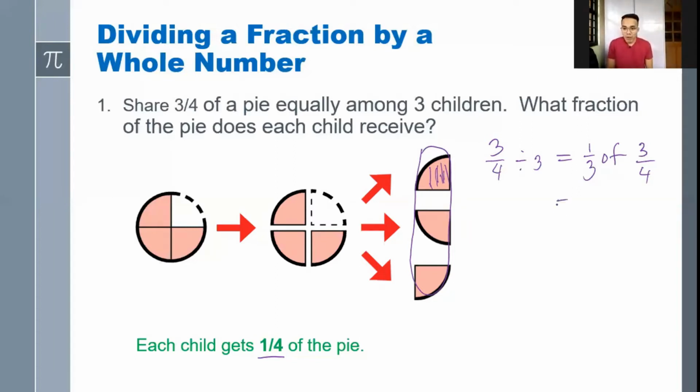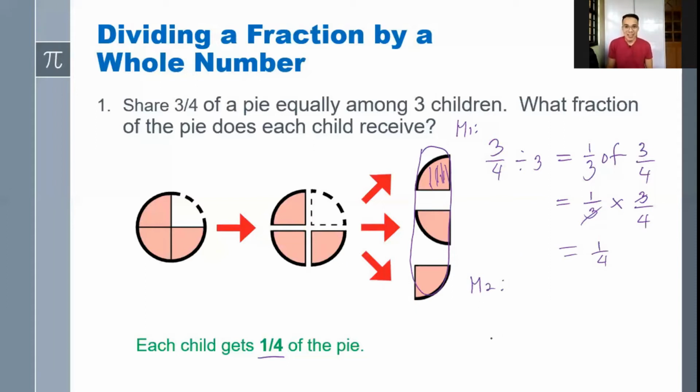And 1/3 of 3/4 is the same as 1/3 times 3/4. We can now cancel out 3. So our answer is 1/4. That's why 3/4 divided by 3 is 1/4. This is going to be our method number 1. What do you think is our method number 2?